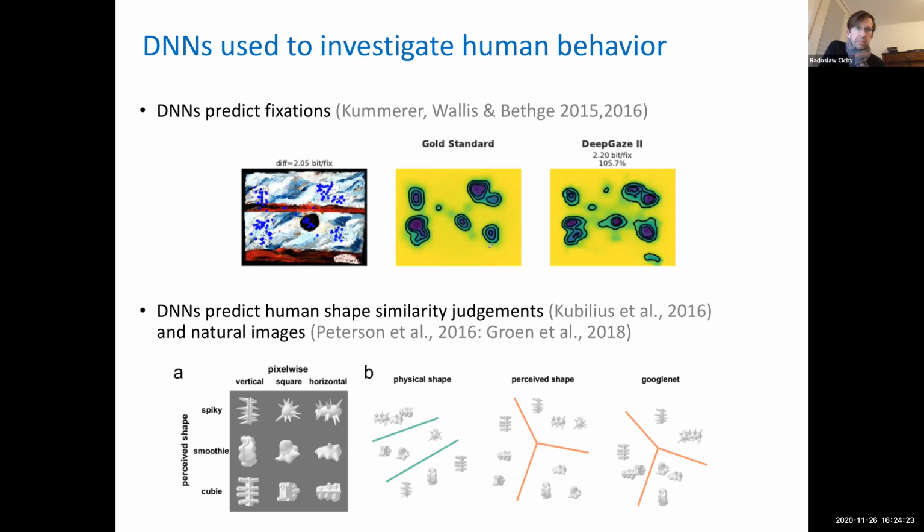Similarly, deep neural networks can also predict human shape similarity judgments. If I give you those images and I ask human beings to order them by how similar they are, they are going to order them in such a way that these categories like spikies, smoothies, and cubies end up in different parts of the space. And this is how the perceived space of human beings looks, in the middle. And this is how GoogleNet, a deep neural network, does it. So it's mirroring more the perceived qualities of these images rather than, let's say, the physical properties as defined by the pixel values, which again makes it an interesting thing for cognitive neuroscientists.